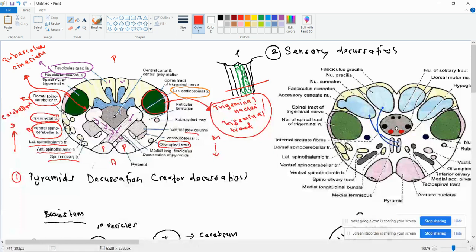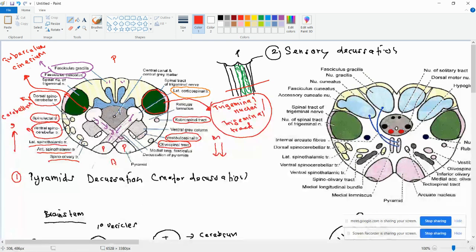Olivospinal tract, you have the vestibulospinal tract, you have the rubrospinal tract. Everything here is a motor tract, which carries signals to the brainstem and spinal cord for execution of the movement, to produce movement.